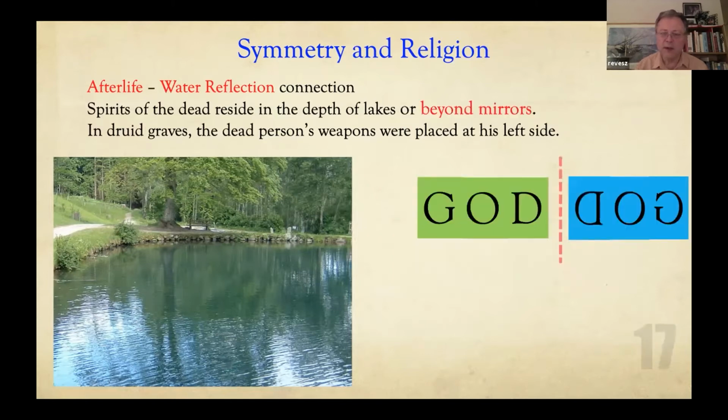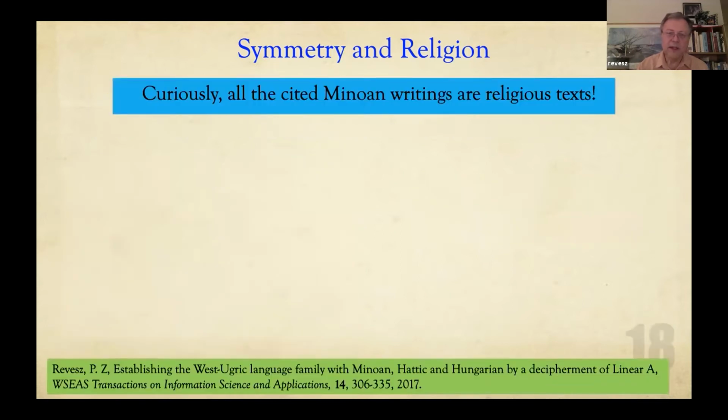Okay, interesting. Now, this idea of the reflection in the lake was carried forward also to mirrors. And when you have a mirror, of course, it will be giving back the same thing as we had before. So God will be written as reversed here in blue. As you can see, that's a mirror image. So simply, this is the idea. And we can see one thing very clearly. All the cited Minoan writings are religious texts.